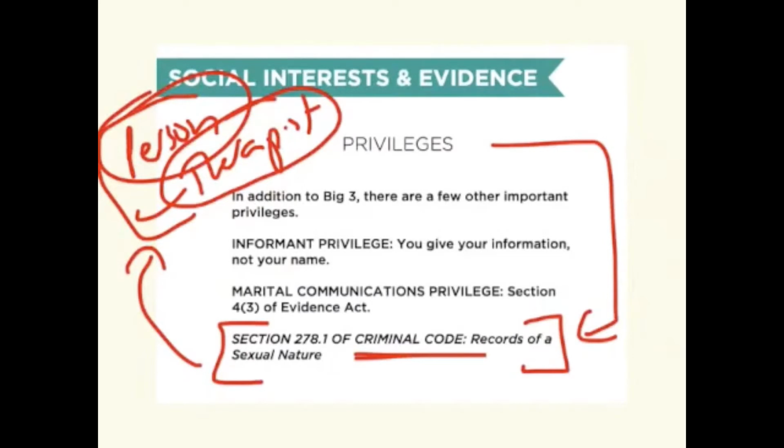In the old days, the courts would award it pretty quickly. They would issue orders saying, no, you've got to produce that information, you've got to disclose it. Nowadays, Section 278.1 makes it harder. Not impossible, it's not an absolute privilege, but it certainly makes it harder. So you should be aware that there is some protection for records of this type.